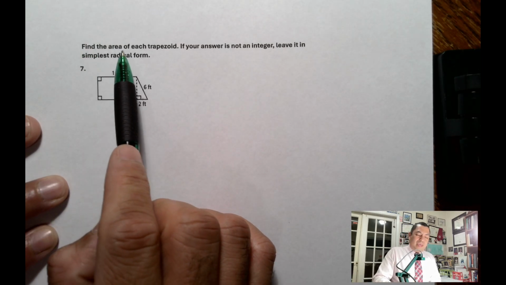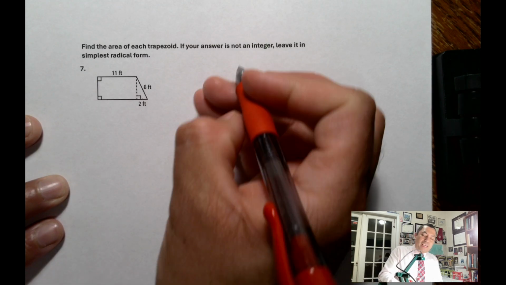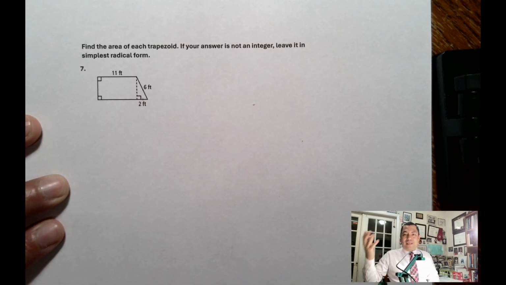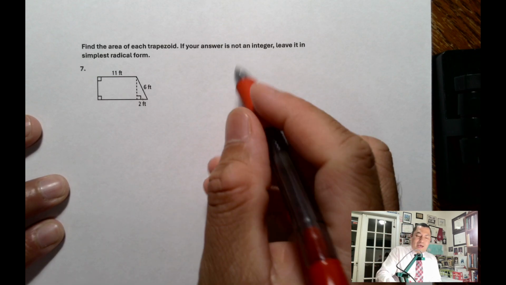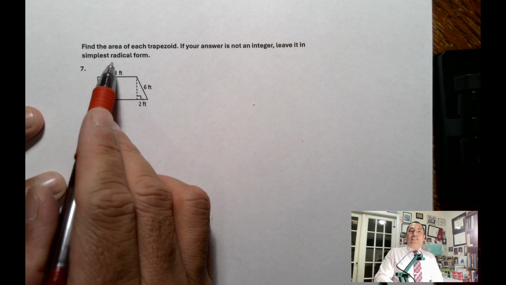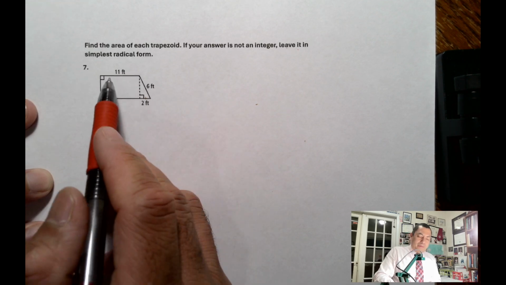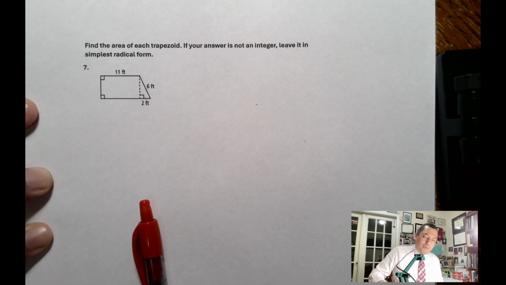We're going to find the area of the trapezoid. If your answer is not an integer, that means a number like 5, 5.5, 20, or 25, leave it in simplest radical form. So let's start with the formula.